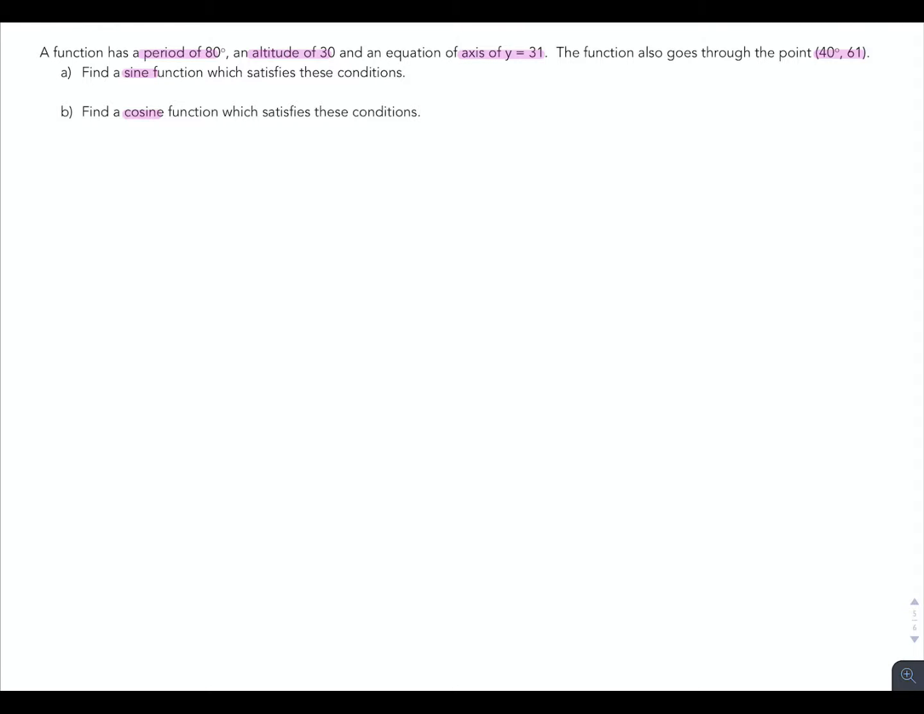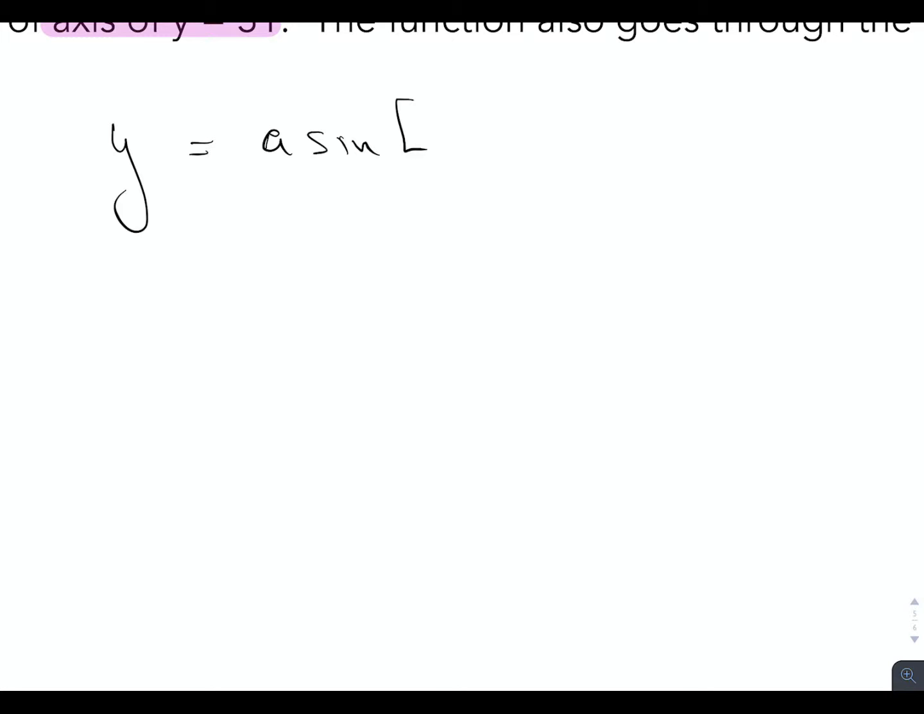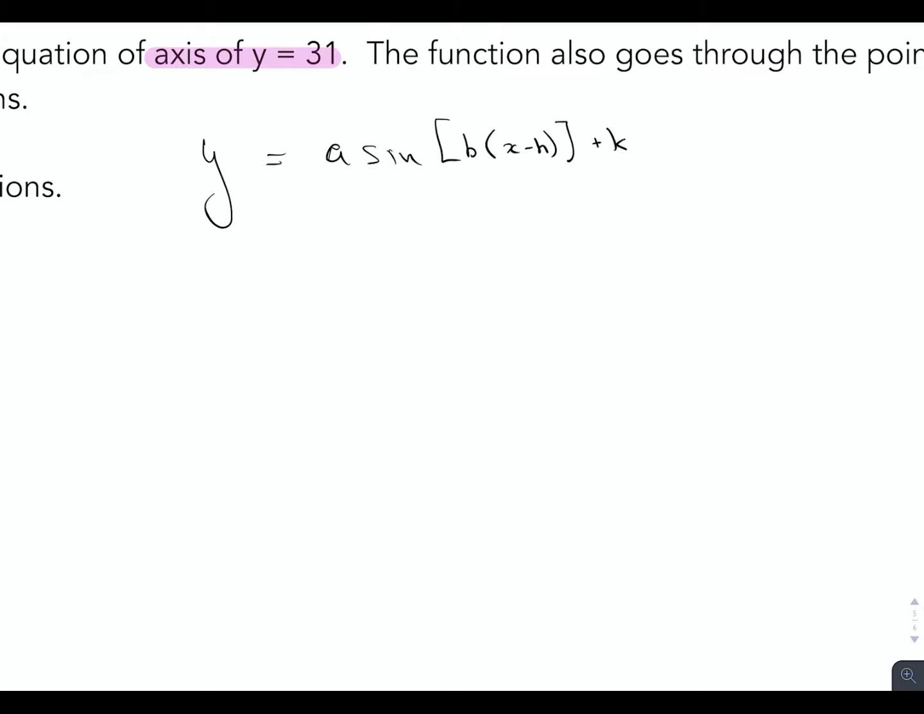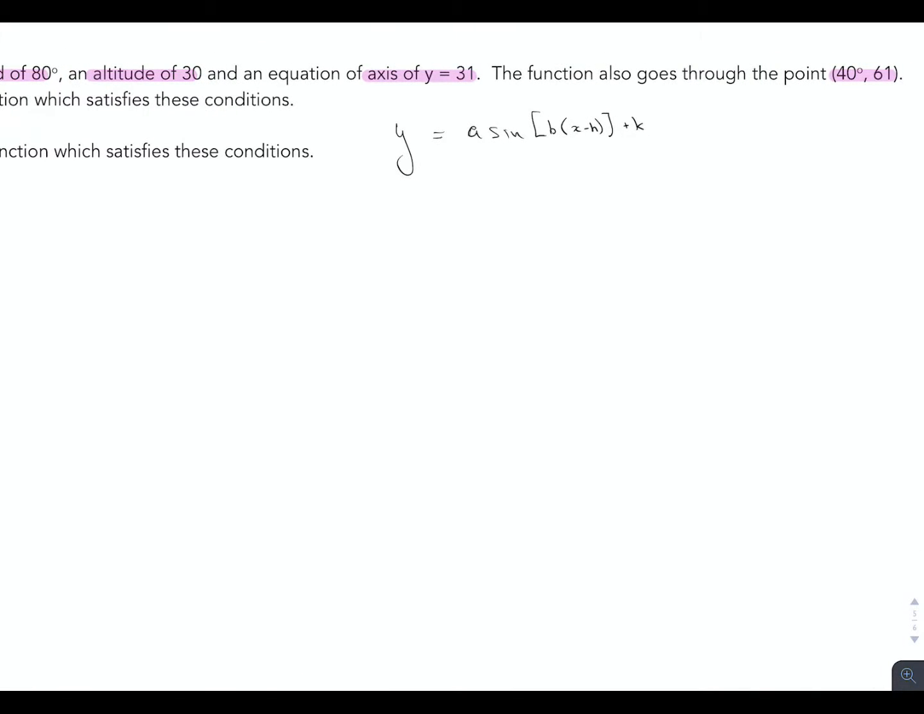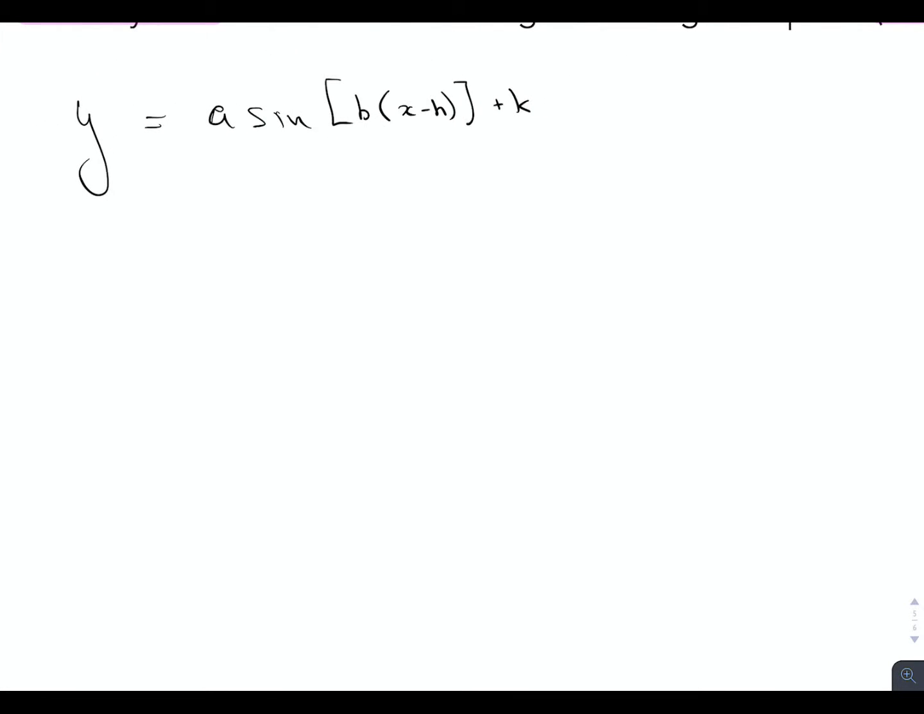So let me first write out what my general equation will look like. So I have, let me zoom in here, my b value, my x minus h. Again, you should be familiar with all these transformations, these parameters here. What I'm going to do is replace them with the various bits of information I have. So the first one is this amplitude of 30. I mean, that's pretty straightforward. My a value will be 30.